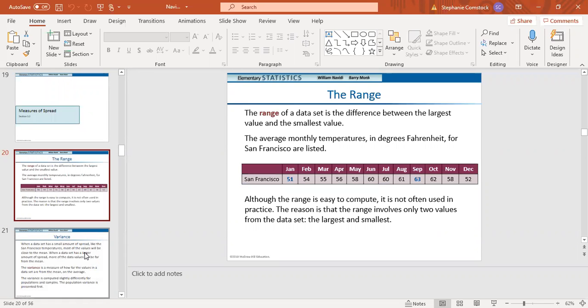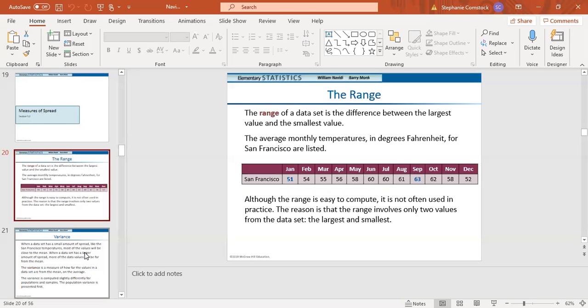And the range is just the difference between the largest and the smallest value. So you're going to just subtract those two values, okay? So for example, we've got this one with degrees Fahrenheit. The highest value is 63 in September. The lowest value is 51 in January. So if we subtract those, we get 12, okay?